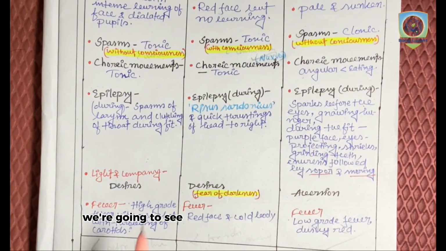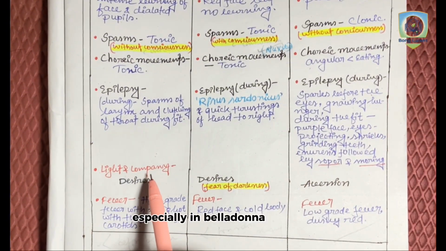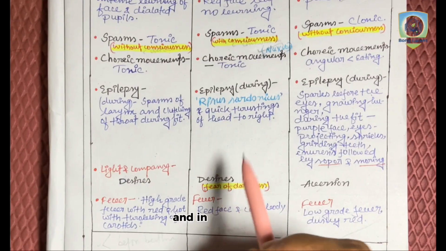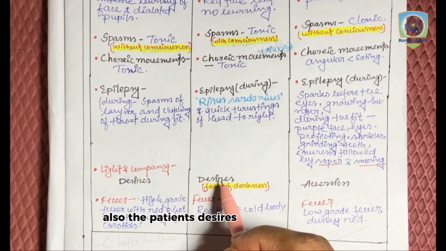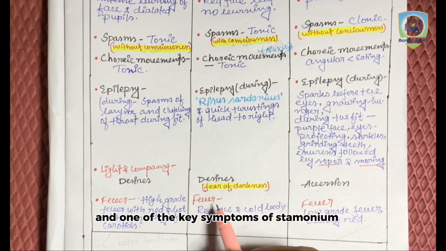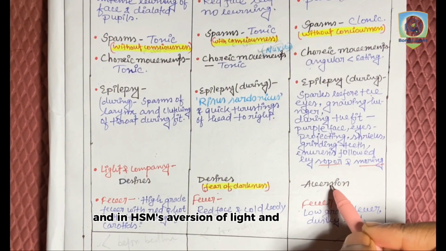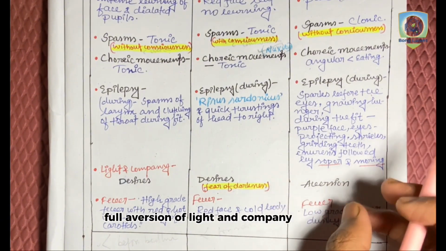Next, we are going to see the desires and aversions. Especially in belladonna, the patient always desires light, and company is desirable. In stramonium also, the patient desires light and company, and one of the key symptoms of stramonium is marked fear of darkness. And in hyoscyamus, aversion to light and company. Full aversion to light and company in hyoscyamus.